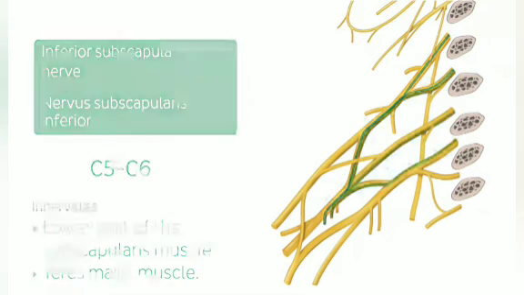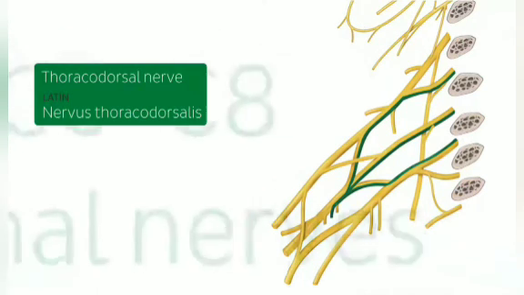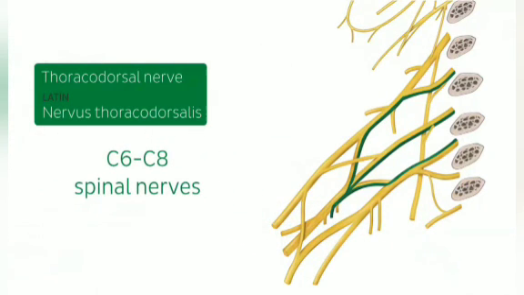The next nerve we're going to look at is the thoracodorsal nerve, which is also known as the middle subscapular nerve. In this illustration, we can see that the thoracodorsal nerve is located between the superior and inferior subscapular nerves. Therefore, it makes sense that it's sometimes referred to as the middle subscapular nerve. This nerve originates from the posterior cord, and it carries fibres from the last 3 cervical spinal nerves, C6 to C8. It provides innervation to the latissimus dorsi muscle.